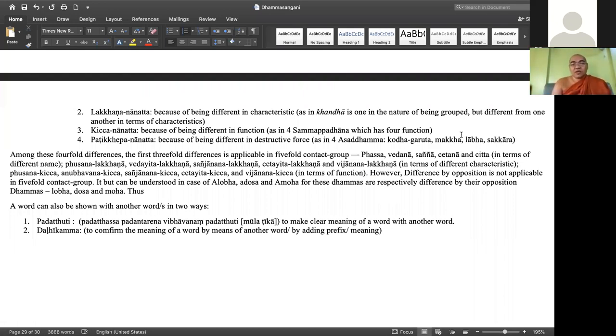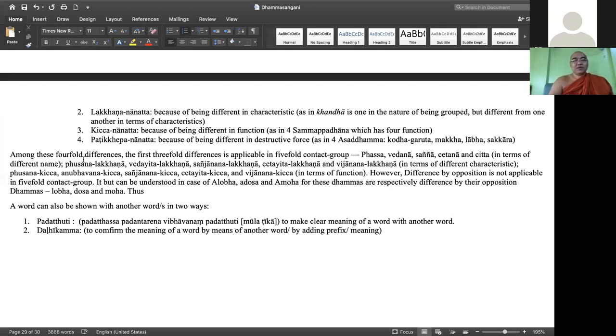So the translator used this term, five-fold contact group. Among these four differences, the first three, namely Nama Nanatta, Lakkhana Nanatta, and Kicca Nanatta, can be applied in the Phassa Pancamaka group. How do they apply? Here, I put it. The name is different, right? This is very clear, needless to say. And then phassa, vedana, sanna, cetana, vinnana are different in terms of the lakkhana.